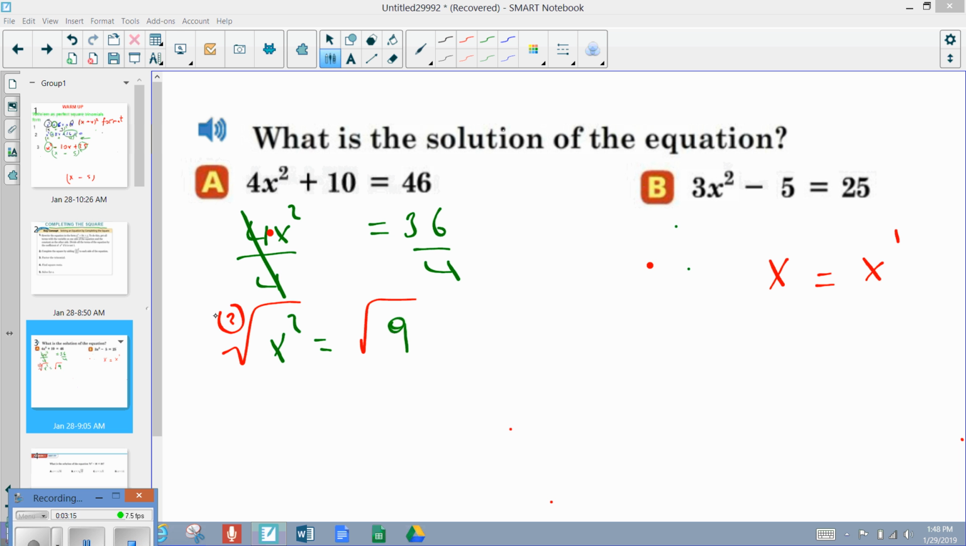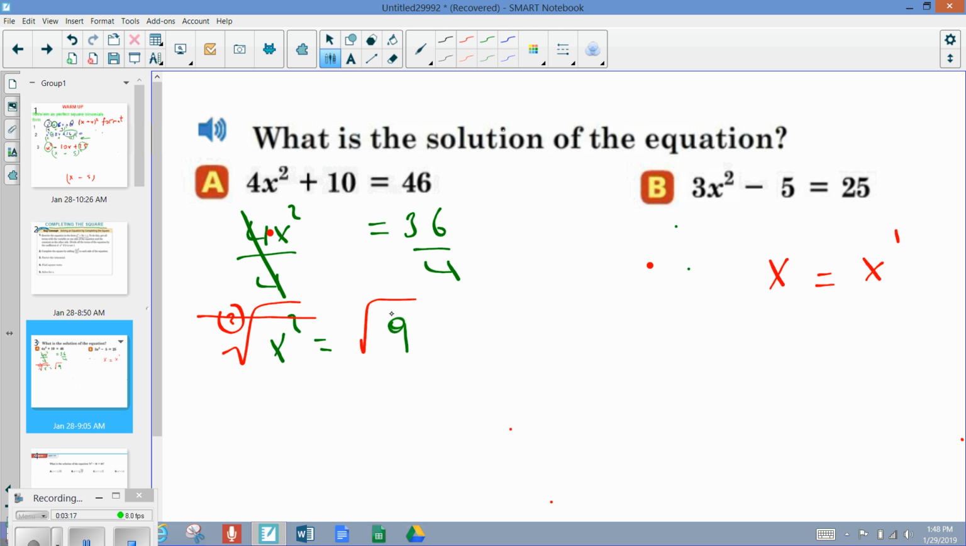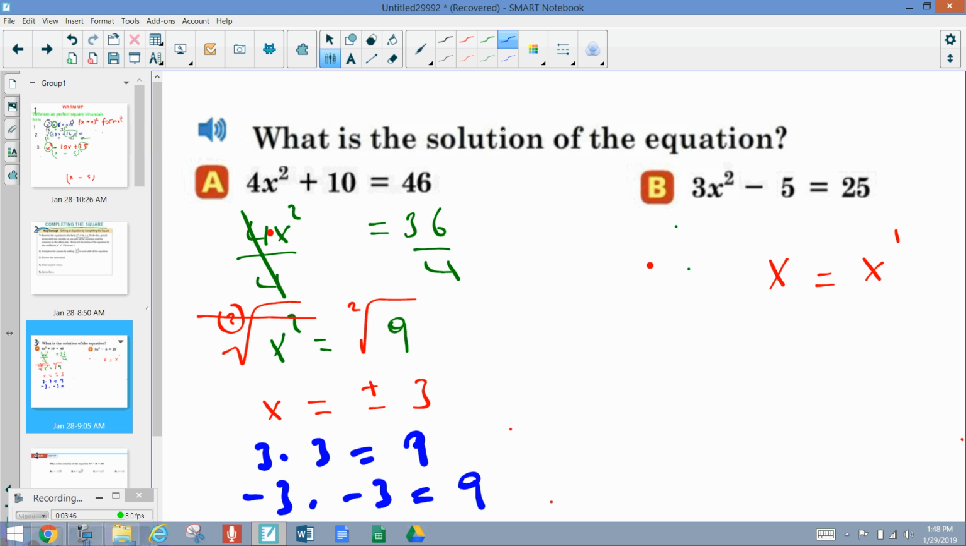So after then, we're going to solve this one. x is equal to, what did you guys say? 3 is not correct. 3 and negative 3, perfect. Plus minus 3, because when the index is even, you have to do plus minus. Keep that in mind. Because 3 times 3 is equal to 9, and also negative 3 times negative 3. So your answer is going to be plus minus 3.